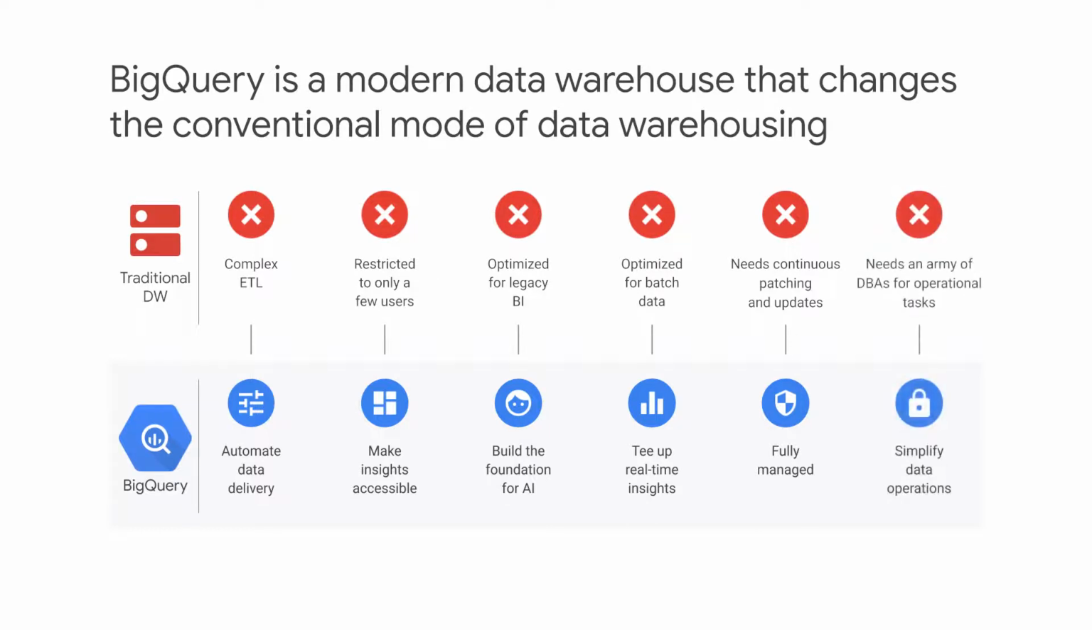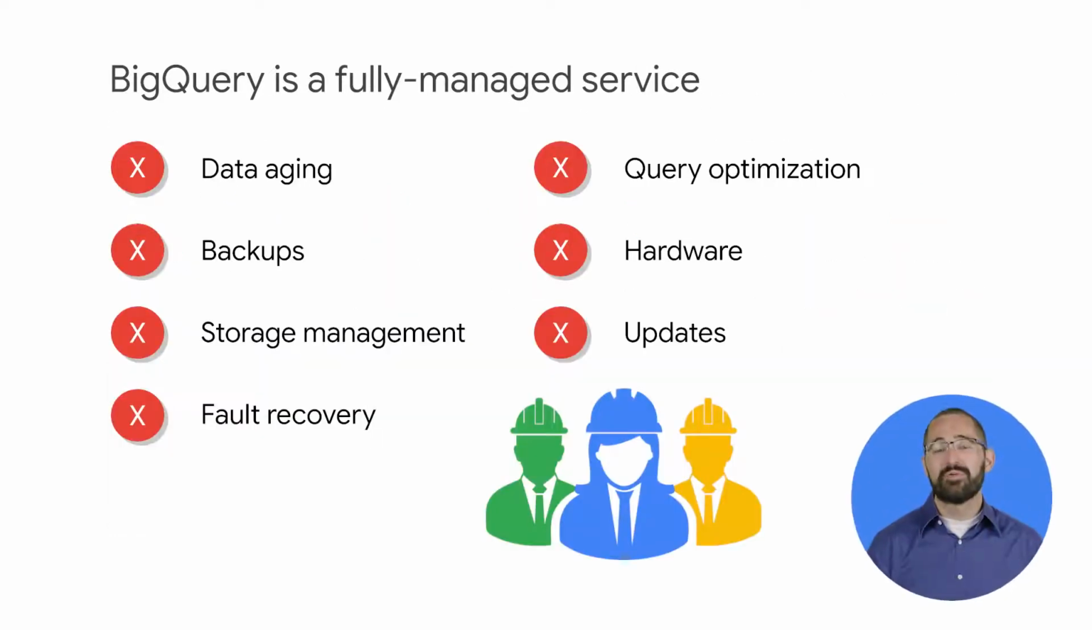BigQuery also simplifies data operations through the use of identity and access management, or IAM, to control the user's access to your resources by creating roles and groups and assigning permissions for running those BigQuery jobs and queries in a project, and also providing automatic data backup and replications. BigQuery is a fully managed service, which means that the BigQuery engineering team here at Google takes care of all the updates and the maintenance.